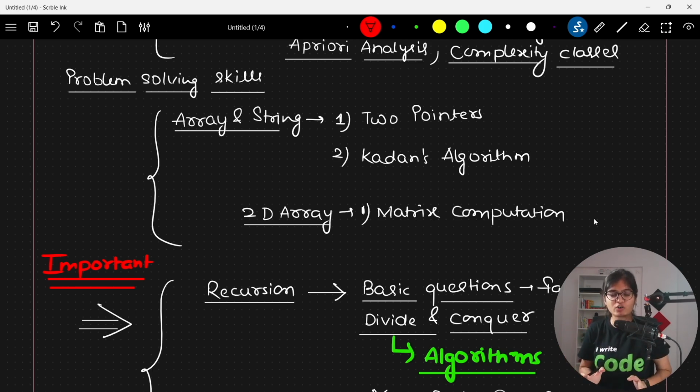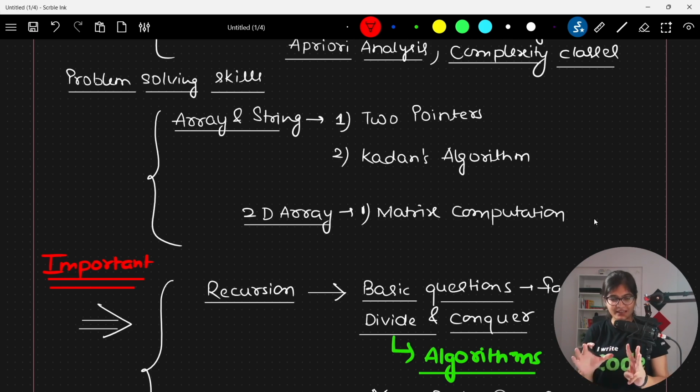Be very focused on your task, give yourself 6 months, practice a lot, spend more time, and you will be able to get good confidence over data structures and algorithms, right? That is the key number 2 which I want to give to everyone.